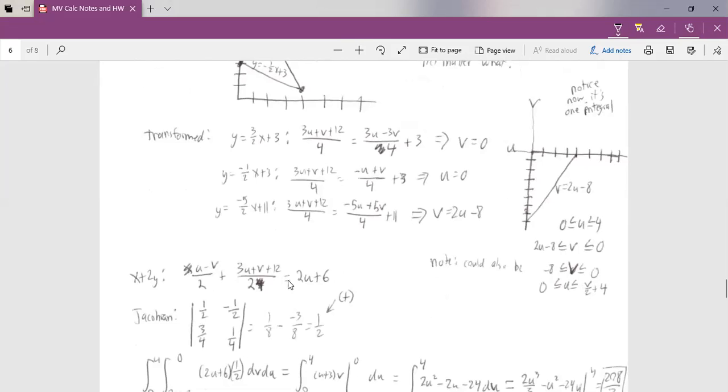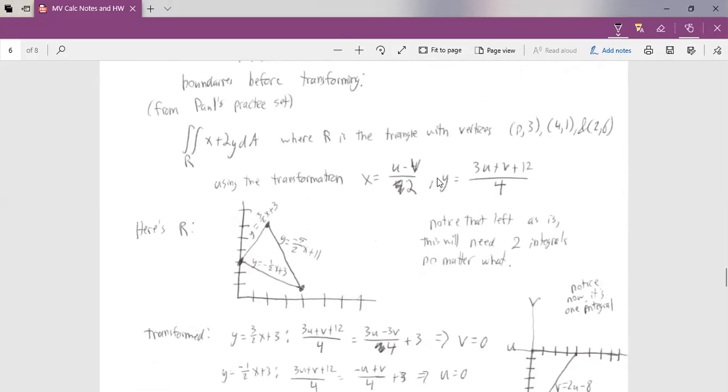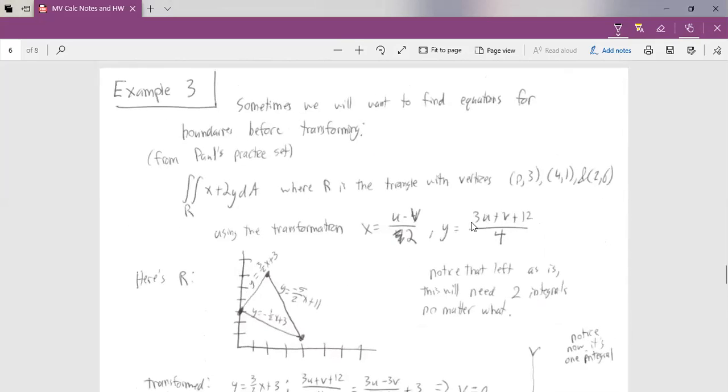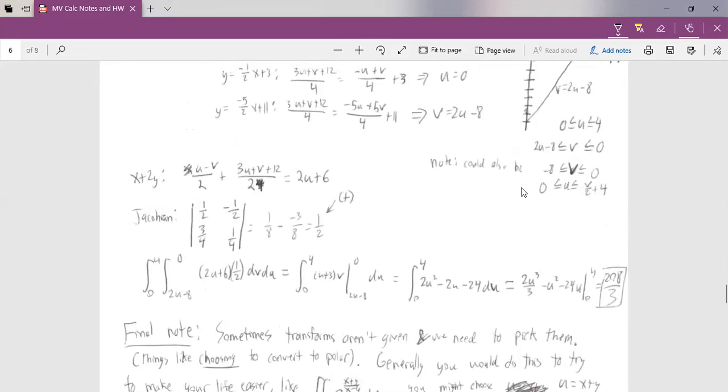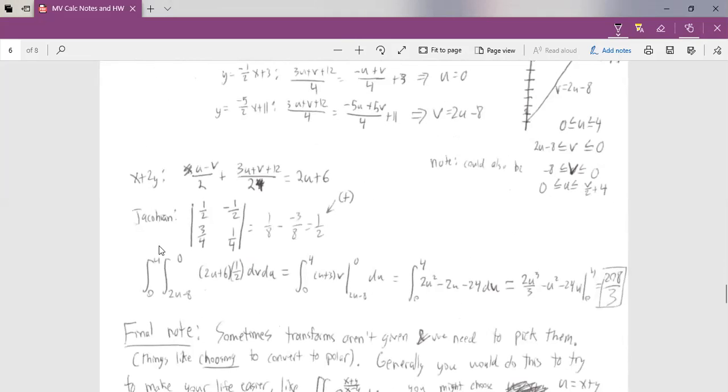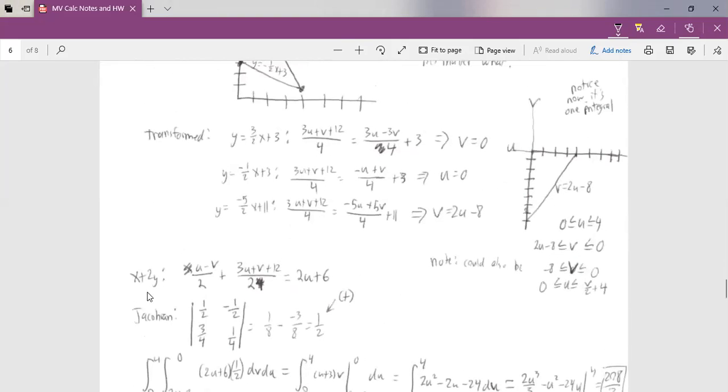So once again, doing the Jacobian, remember that we want to use x equals (u minus v) over 2. We need dx/du, which is going to be 1/2. We need dx/dv, which is going to be negative 1/2. We need dy/du, which is going to be 3/4. We need dy/dv, which is going to be 1/4. Now we just go ahead and take the determinant. We get positive 1/2. It's positive, so no need for the absolute value. So x plus 2y finally transforms into 2u plus 6.